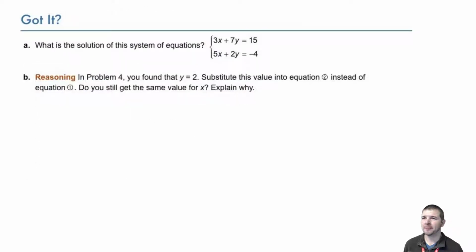Your turn, part A. What is the solution of this system of equations? 3x plus 7y equals 15, and 5x plus 2y equals negative 4. And part B, a reasoning item. In problem 4, you found that y equals 2. Substitute this value into equation 2 instead of equation 1. Do you still get the same value for x? Explain why.